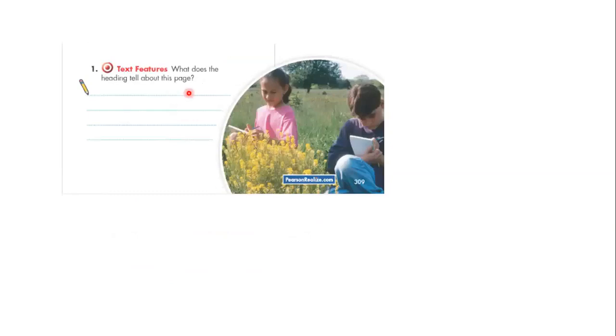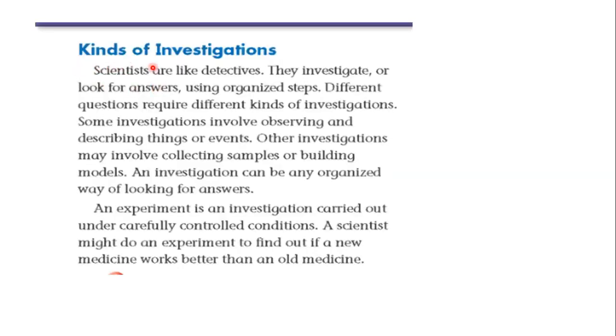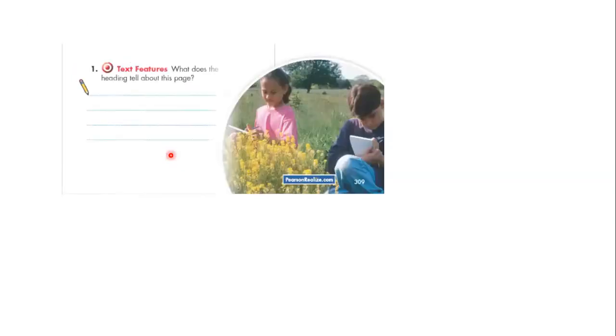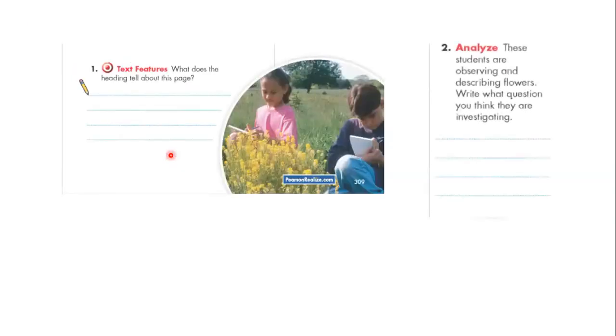Who can read for us question number one? Text features. What does the heading tell about this page? I will show you the heading: Kinds of Investigation. It tells that the paragraphs are about kinds of investigations. Excellent answer.